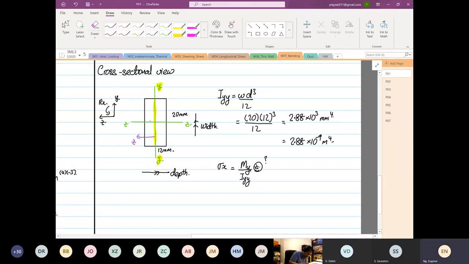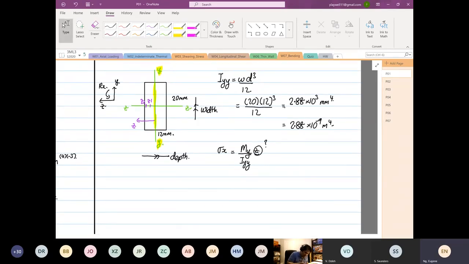Right? So if you mark here, this is your z, z1, z2. Yes or no? Right? So that's your marker. So z is in that direction. So now the z from the centroid, okay, so My will be equal to 60. Z will be equal to 12 times 10 to the power minus 3 divided by 2, right? Because this is your z value.